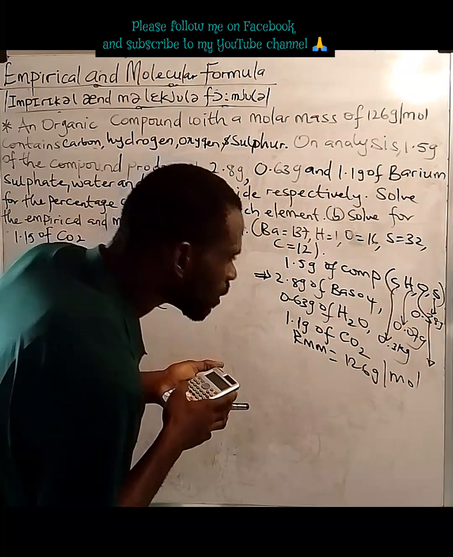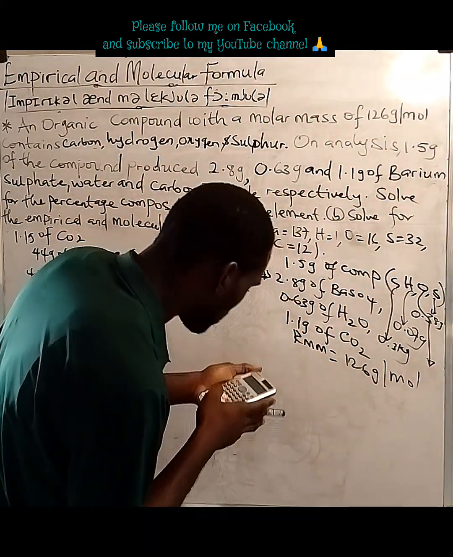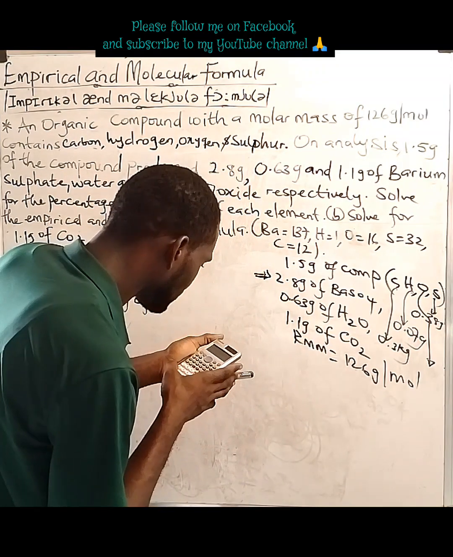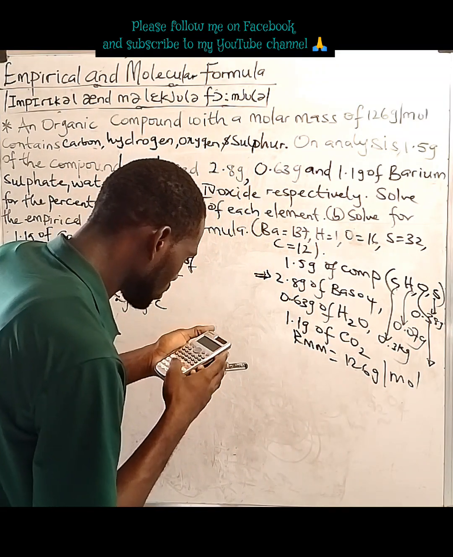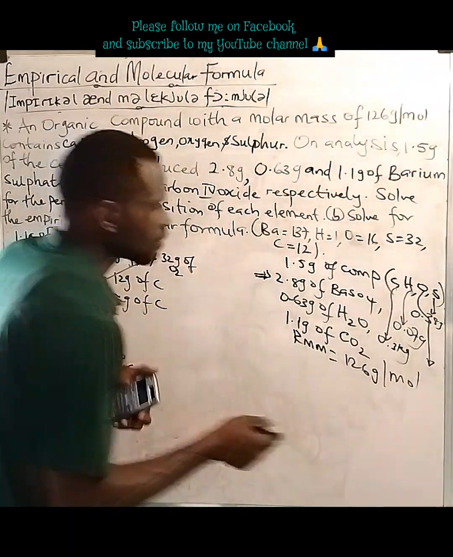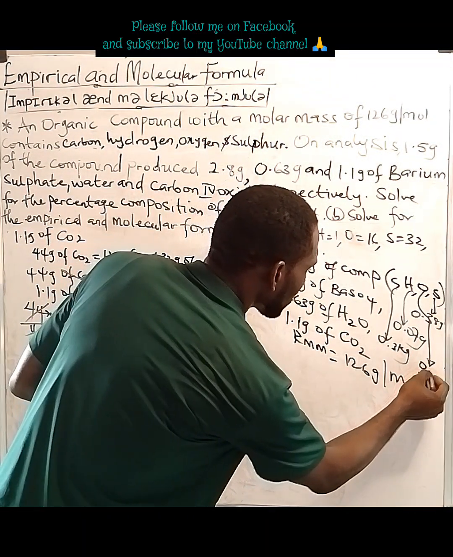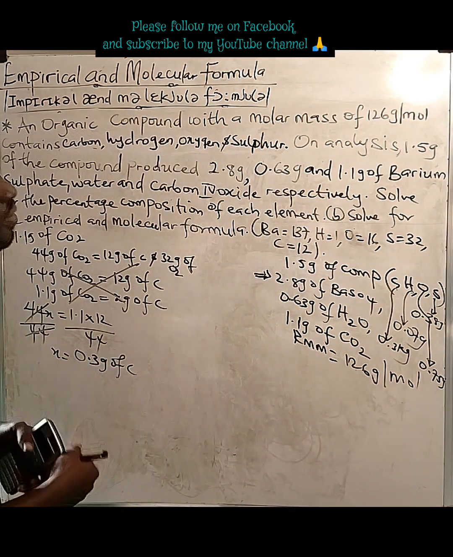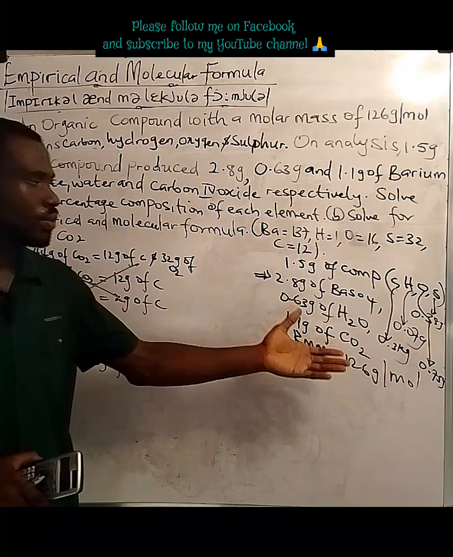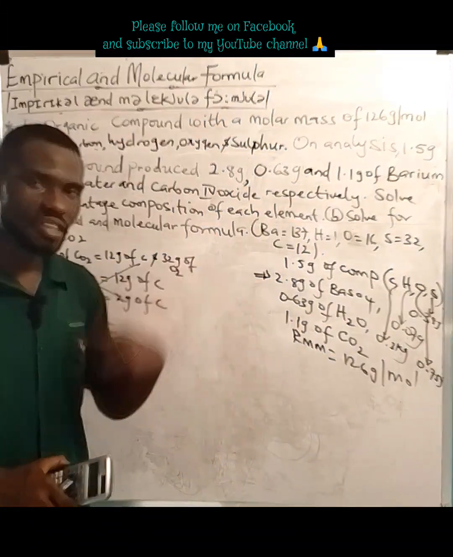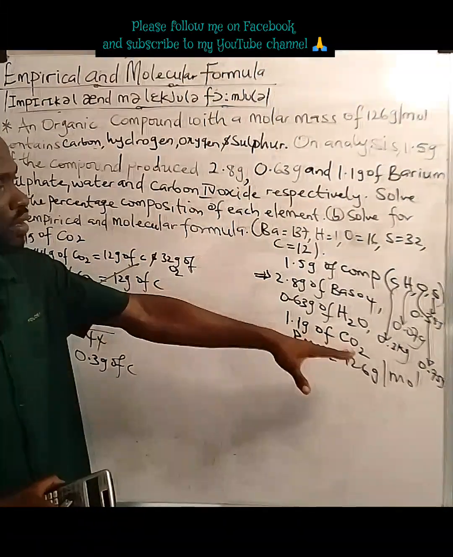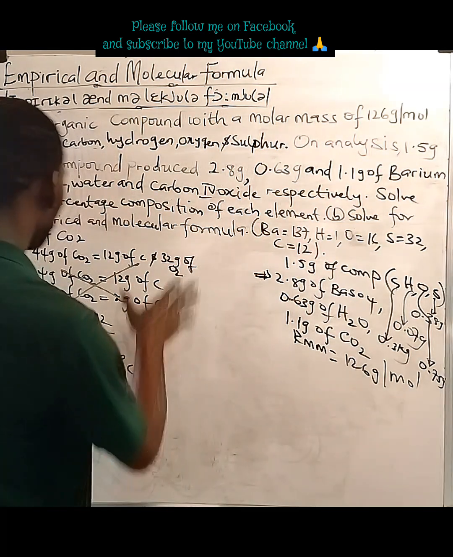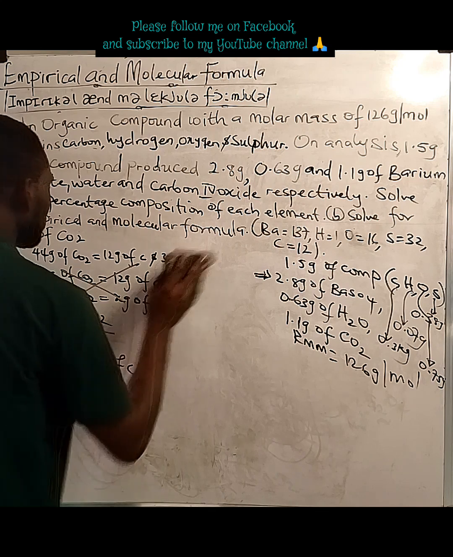0.07 plus 0.38, then plus 0.3. What do we have? It means the oxygen is 0.75 gram. As simple as that. So now we have everything stated out. We have all the constituents of the compound. So the next thing I'm going to do is to get the percentage composition of each of them. Now we're going to use this percentage composition to solve our empirical formula. So quickly, let's take off what we have here and quickly solve it.